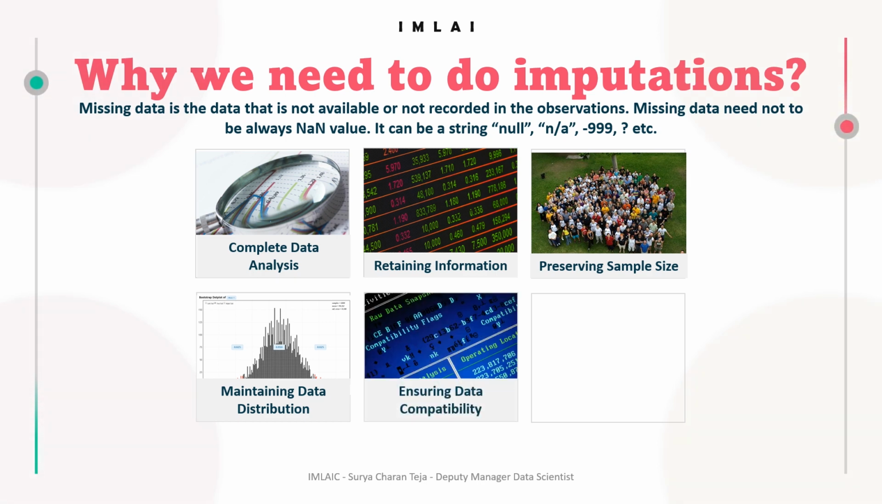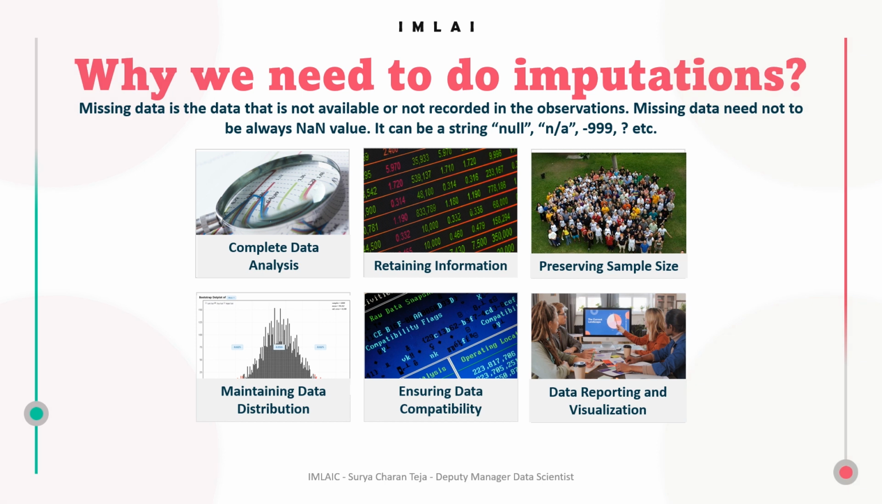The fifth one is ensuring data compatibility. In some cases, missing values need to be imputed to ensure compatibility with other data or analysis methods. For example, some machine learning algorithms require complete data to function properly, and imputing missing values can make the data compatible with such algorithms.